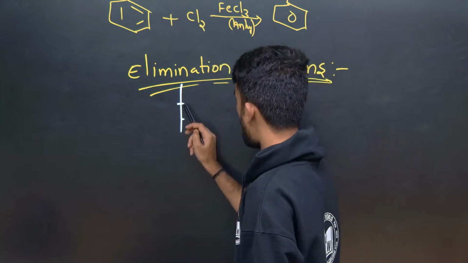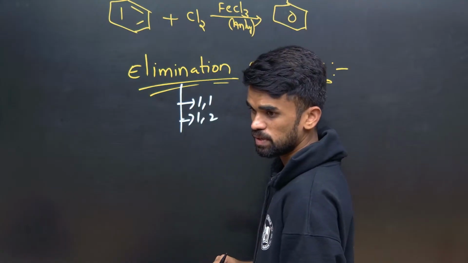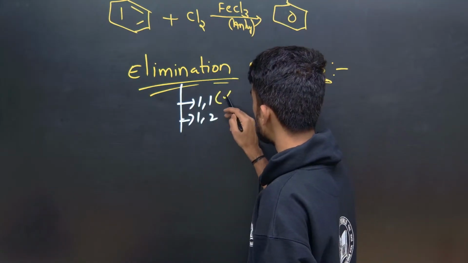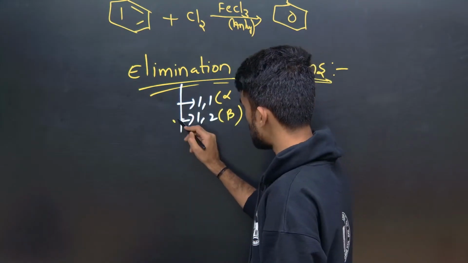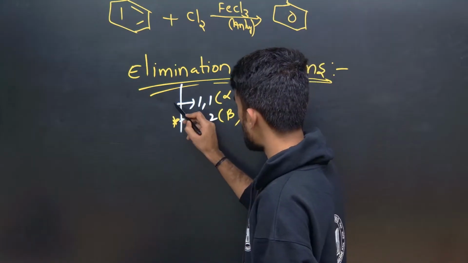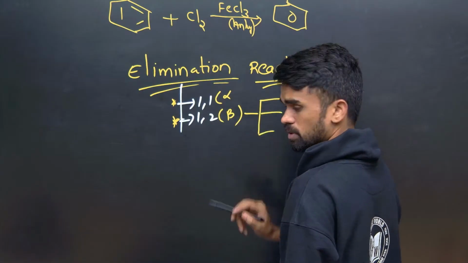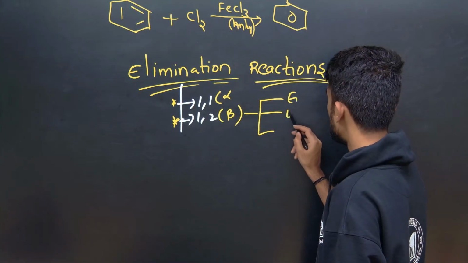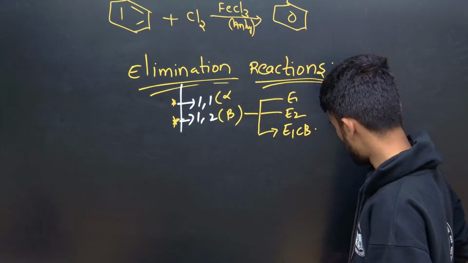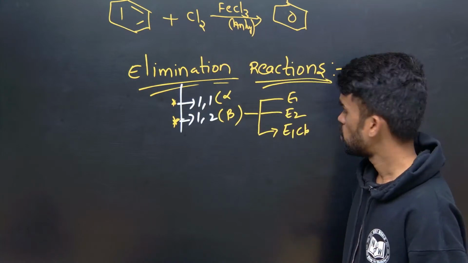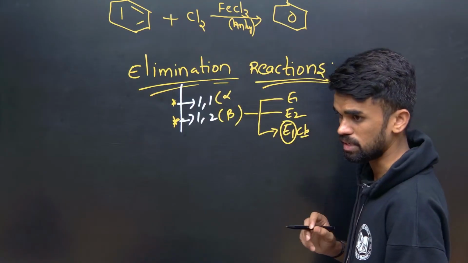Before that, we have alpha, 1,1 elimination, and 1,2 elimination, or we simply call it alpha elimination. This is beta elimination. This beta elimination is more important as per your syllabus, even alpha elimination also. Now this beta elimination again has three types: E1 elimination, E2 elimination, and the other one is E1CB elimination. E1CB means unimolecular elimination reaction with conjugate base. Here CB means conjugate base.